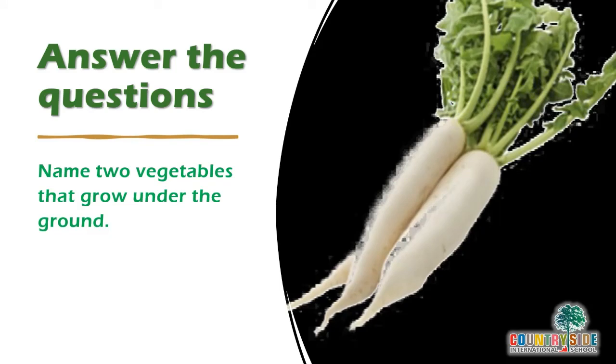Name 2 vegetables that grow under the ground. I will be giving you 2 names, but you can find out few more and write. Okay? So the 2 are carrot and radish. You can find your own names also and write down.